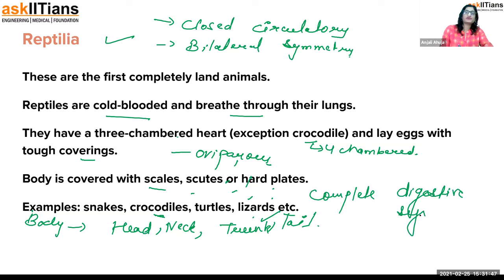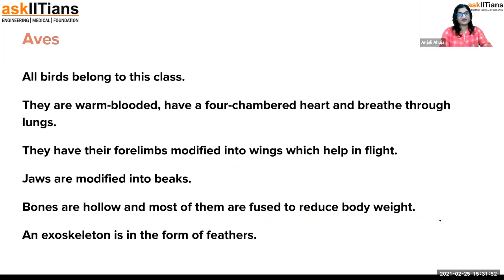So with this, guys, we are done with the reptiles category. Now let's move forward and let's talk about the Aves. They are the birds. First of all, birds can fly.